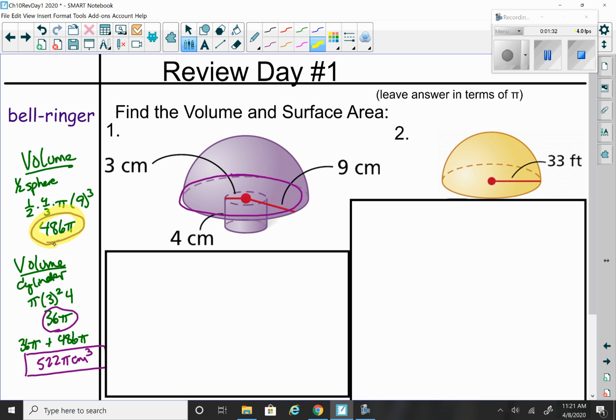And then on the bottom, we have a cylinder. The volume of that is 36 pi. And when I add those two pieces together, I got 522 pi centimeters cubed. So again, volume is the easier part.